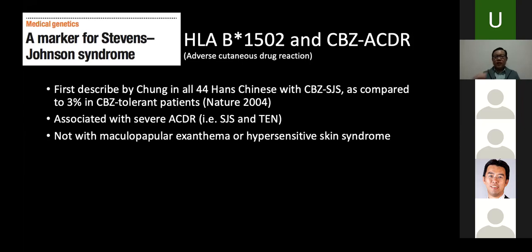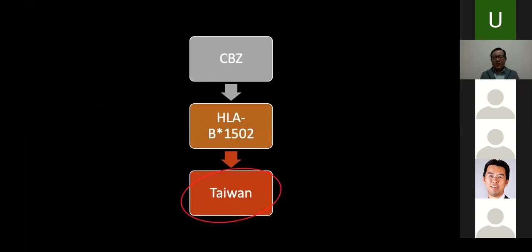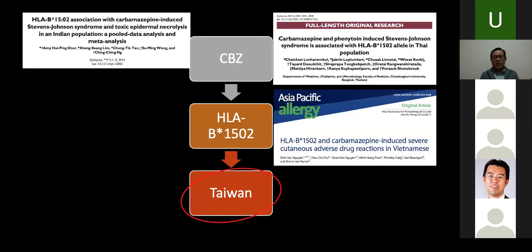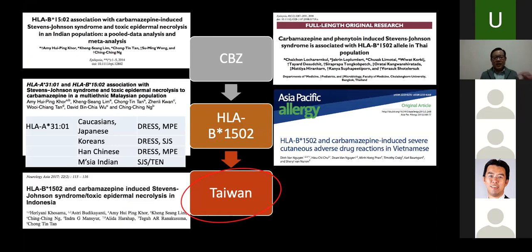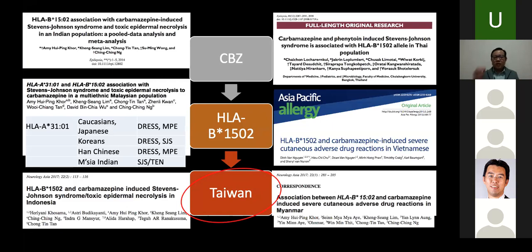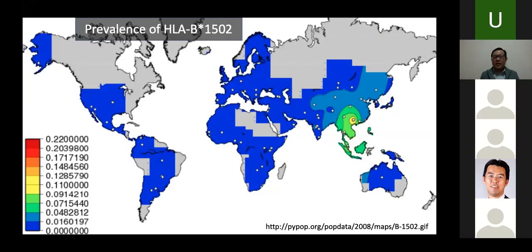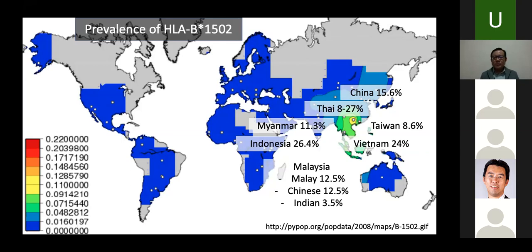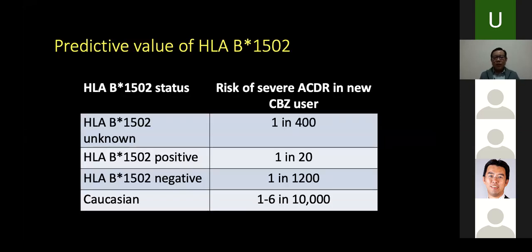Taiwan realized that the chance of Stevens-Johnson syndrome with HLA-B1502 is much higher. We in fact replicated this among our Asian groups: in Thai, in Malaysian Indians, in Vietnam, in Malaysia, in Indonesia, and in Myanmar. You can see that we have done a lot of carbamazepine HLA work among Asians. The population having HLA-B1502 belongs to the South China and South Asian groups, including Taiwan, South China, Thailand, Vietnam, Myanmar, Indonesia, Malaysia and Singapore, of course. Not in North China, not much in India, and don't worry in Japan and Caucasians. However, not everyone with positive HLA-B1502 will have Stevens-Johnson syndrome. The risk is about 1 in 20.